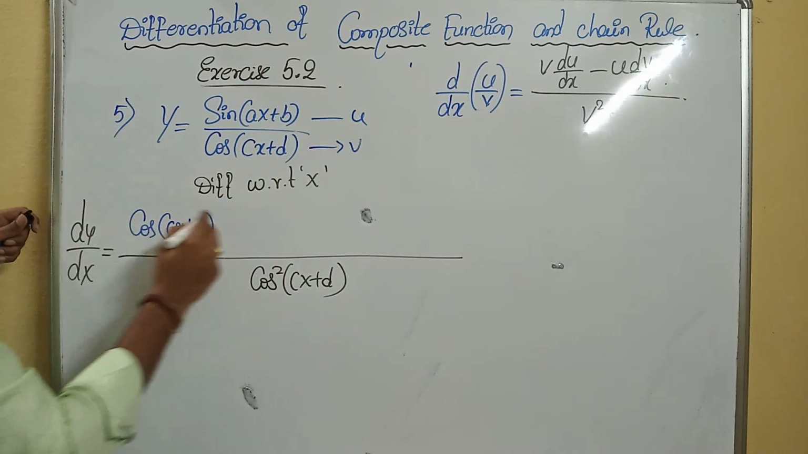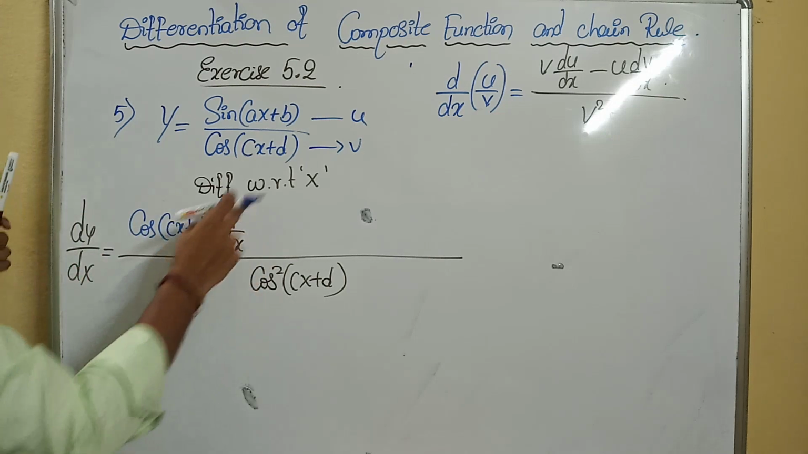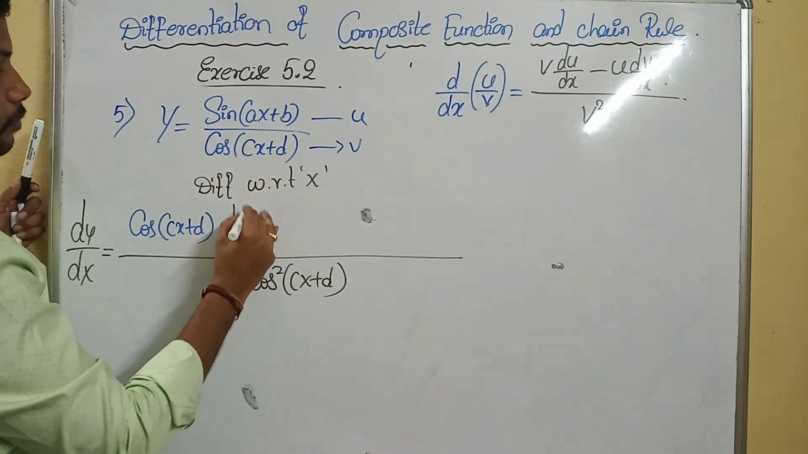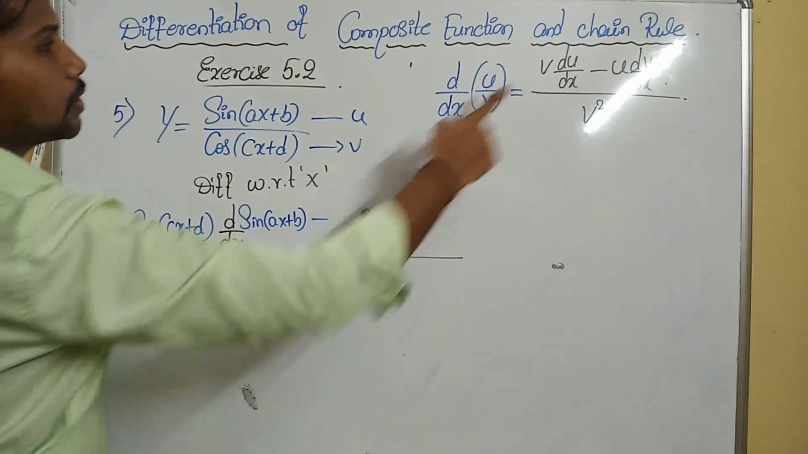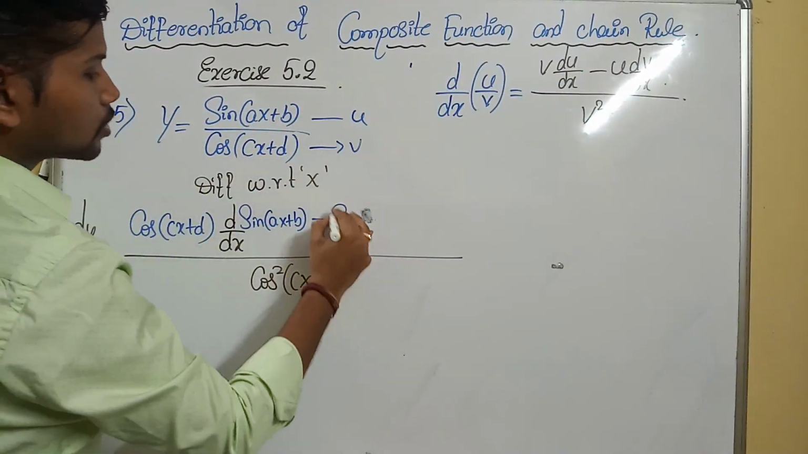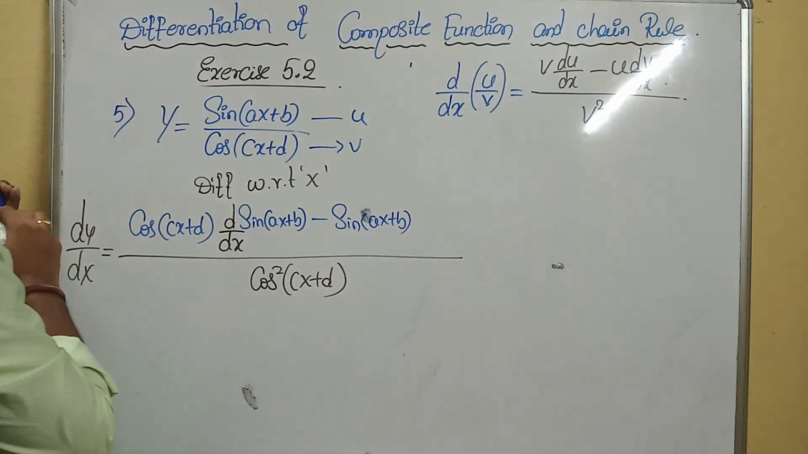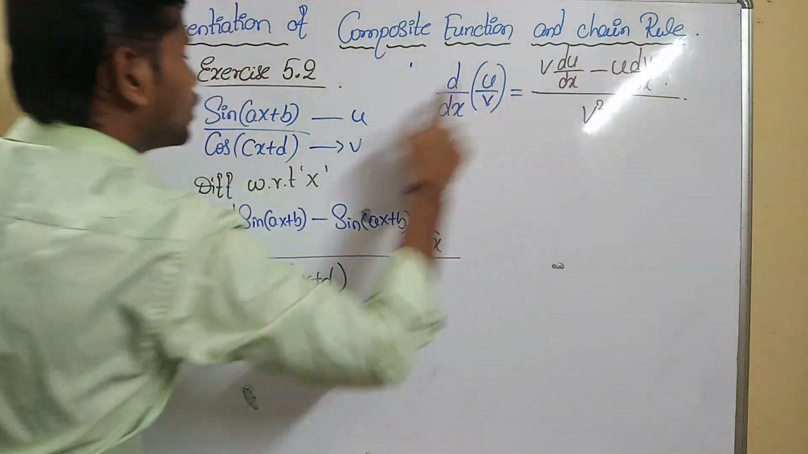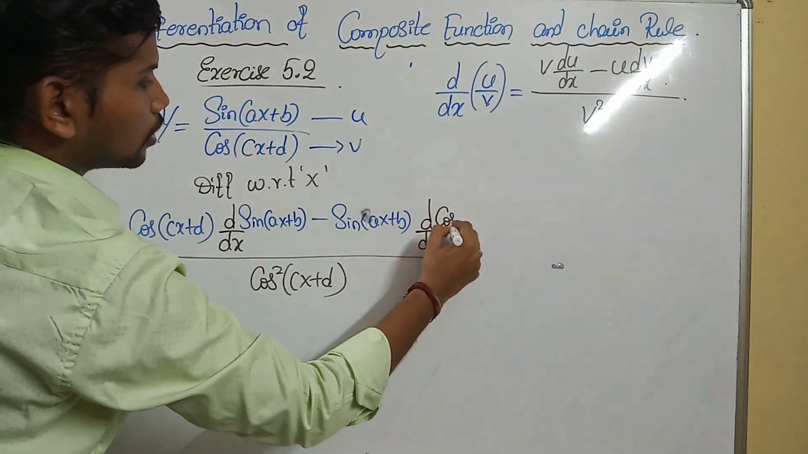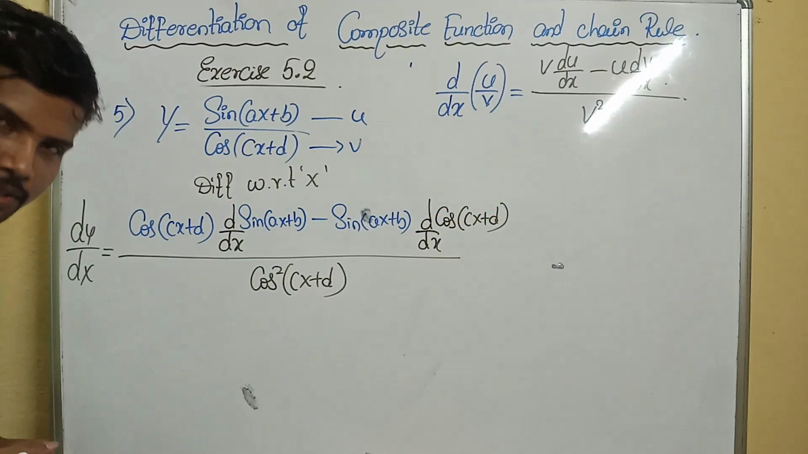After this one, d by dx of what? D by dx of u. What is u? Sine of ax plus b. Okay? Minus. What is u now? U is sine of ax plus b, d by dx of what? D by dx of v. What is v? Cos of cx plus d. Getting my point clearly? Is it okay?